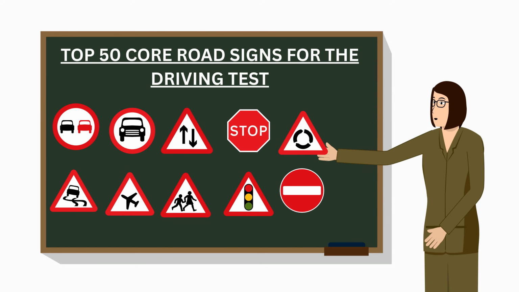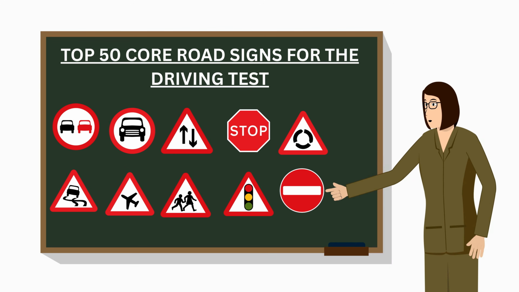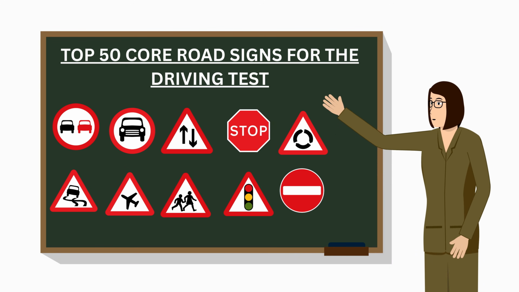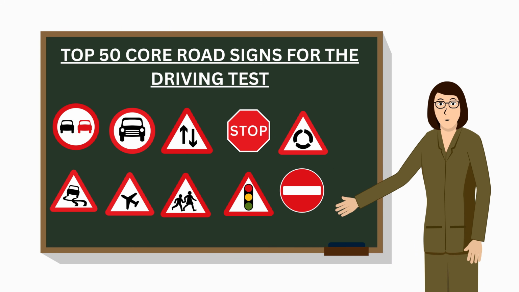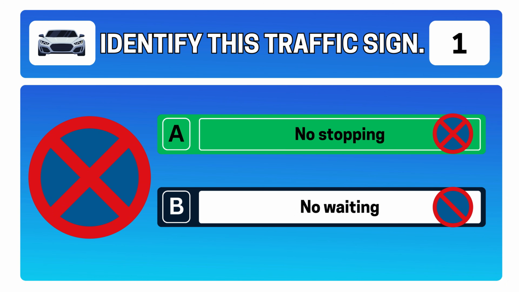Road signs determine whether you pass or fail your driving test, and knowing these 50 core road signs puts you on the fast track to passing. Let's begin. Identify this traffic sign. A. No stopping. B. No waiting. Correct. This is a no stopping sign.